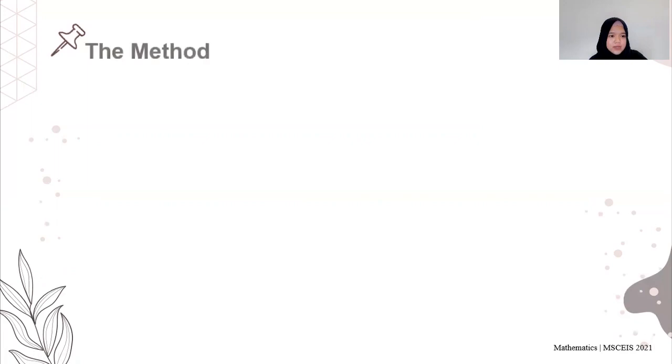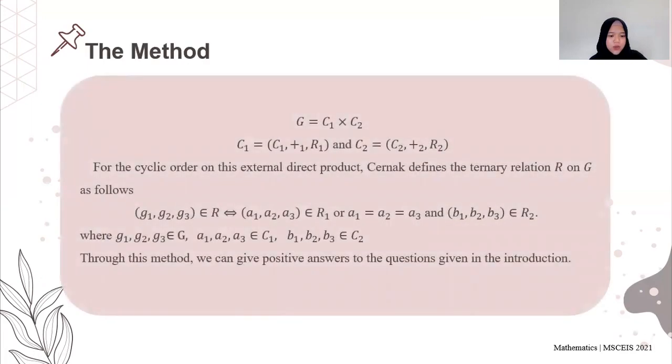And the method is, based on the example above, we can construct a cyclically ordered group G, which is the external direct product of two cyclically ordered groups C1 and C2, which both satisfy the condition that they are not linear but have linear subgroups. Therefore, the external direct product of those two subgroups of C1 and C2 becomes a linear subgroup of G. For the cyclic order on this external direct product, Cernak defines the ternary relation R on G as follows. Through this method, we can give positive answers to the question given in the introduction.